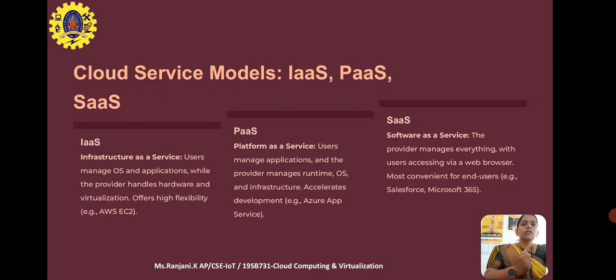Next are the three cloud service models: IaaS, PaaS, and SaaS. IaaS provides infrastructure hardware resources like virtual machines and storage. An example is AWS EC2. Next, platform as a service provides a platform to customers, allowing them to develop, run, and manage applications without managing the infrastructure. An example is Google App Engine. Next, software as a service delivers a fully functional software application over the internet. An example is Microsoft 365. These are the three basic service models.